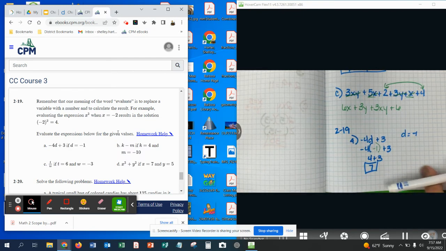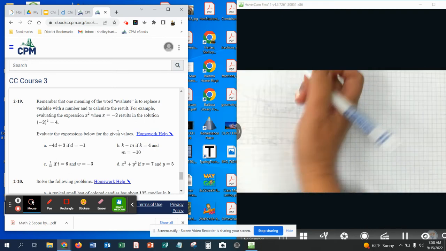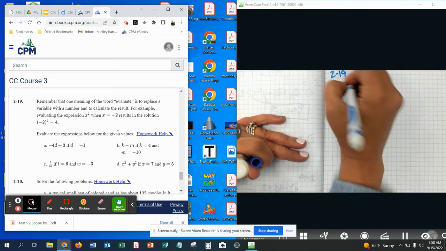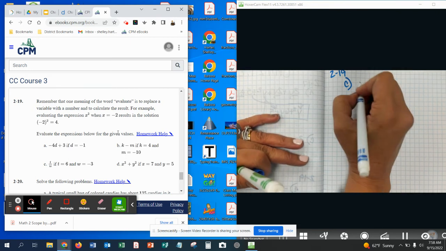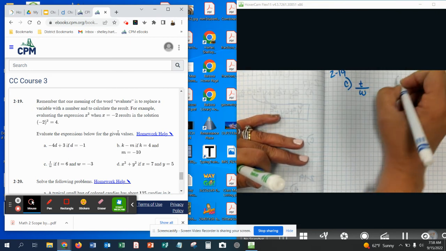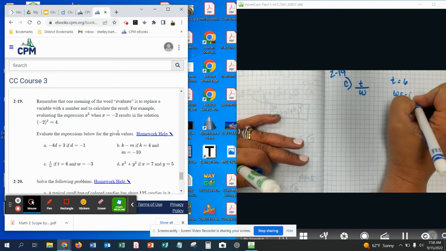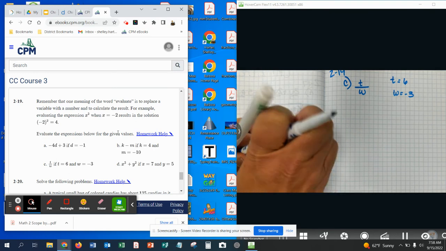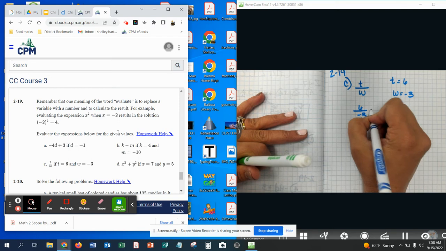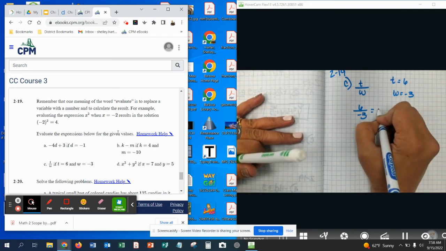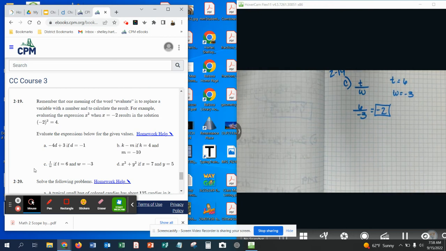All right. Let me just switch the page. We're still on 219, but now we're at C. 219C is T over W. T equals 6, and W equals negative 3. So we're going to put 6 in for T and negative 3 in for W. And what does this equal? It equals negative 2. So that's C.